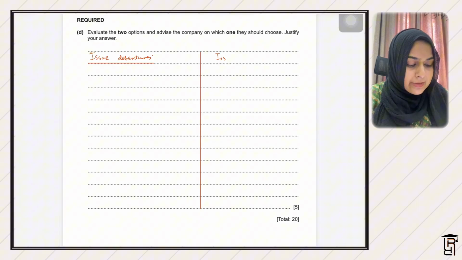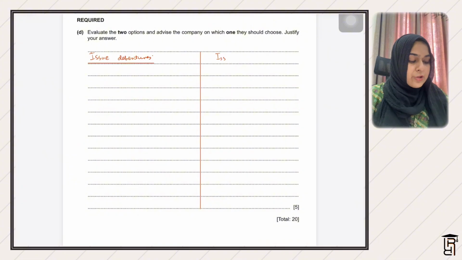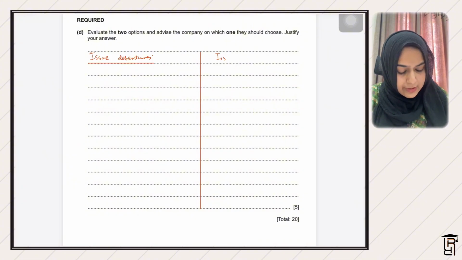So the disadvantage of issuing ordinary shares is that the ownership of the current shareholders dilutes. Dilution of ownership is the disadvantage. The advantage of issuing debentures is that the ownership of the shareholders will not dilute. So the ownership stays intact.